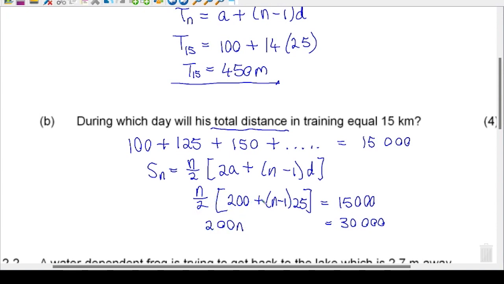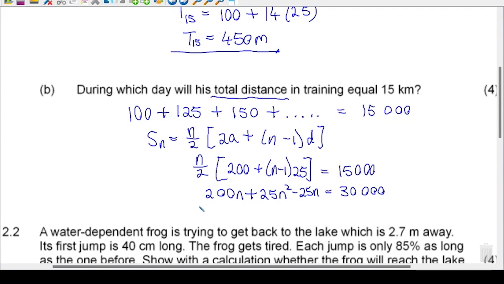And then we're going to get n multiplying by 25 times n, so 25n squared, minus 25 lots of n. Right, it still needs a little bit of tidying up, but it's essentially a quadratic equation. So we get 25n squared plus 175n minus 30,000 equals 0. And now that is a quadratic equation which in fact doesn't factorize.